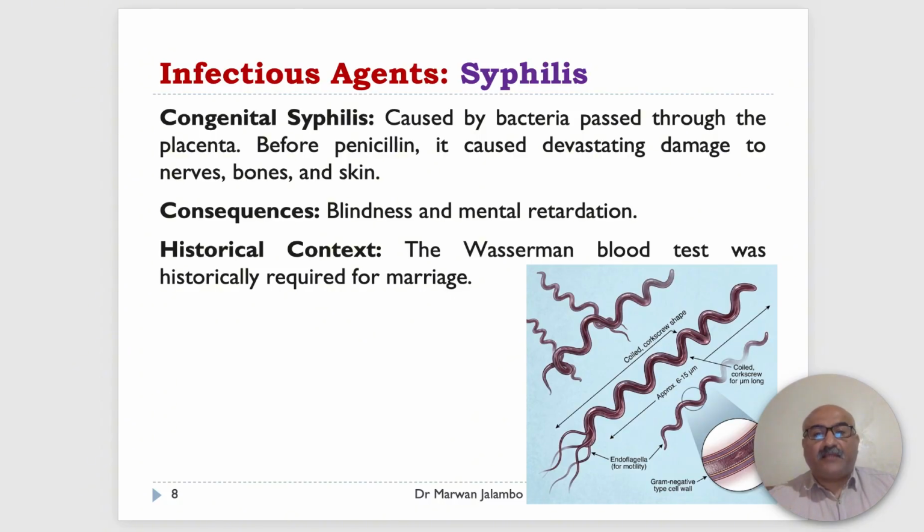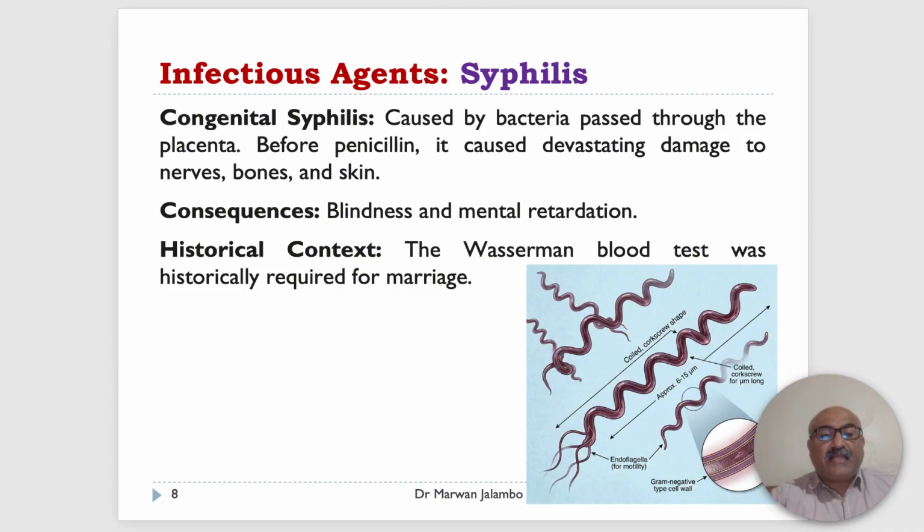Infectious agents like syphilis. Congenital syphilis was a massive public health crisis before the advent of penicillin. The syphilis bacteria can cross the placental barrier, causing devastating damage to the fetal nervous system, bones, and the skin. It frequently resulted in blindness and severe mental retardation.